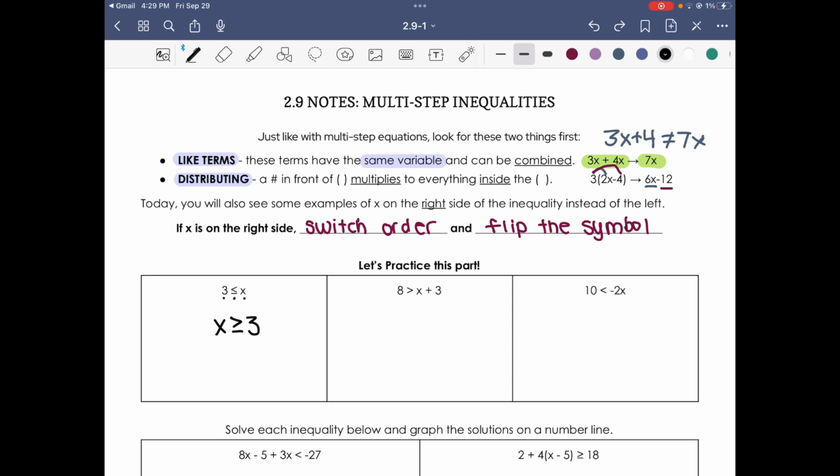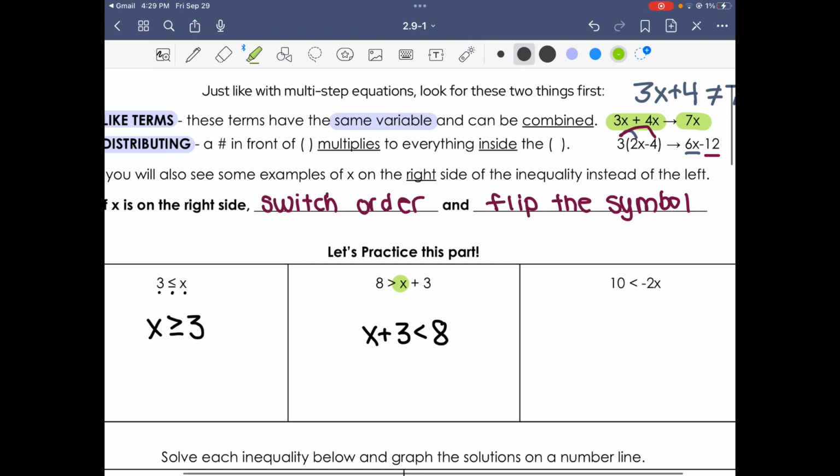So this is just practicing switching the order. If I wanted to do this for the next one, I would flip the symbol first and write the 8 on the right side instead of the left side, which means the x plus 3 would move to the left side. And again, the whole point is I want you to know you can switch the sides as long as you flip the symbol with it, because the side that was facing x on this one was the pointy side, and the pointy side is still facing towards the x.